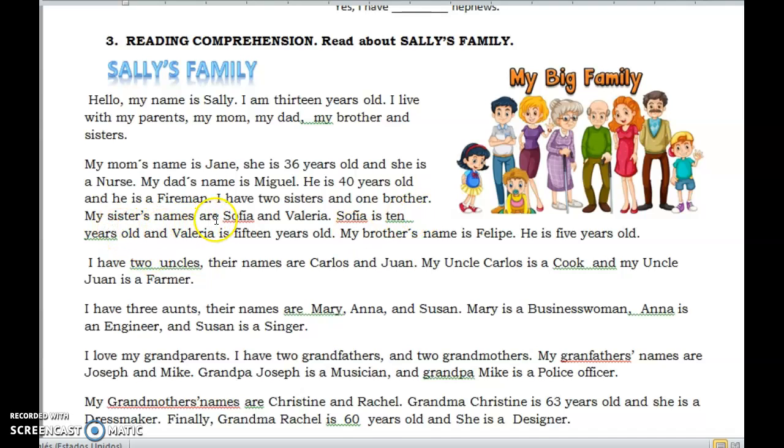I have two sisters and one brother. My sisters' names are Sophia and Valeria. Sophia is 10 years old and Valeria is 15 years old. My brother's name is Felipe. He is 5 years old. I have two uncles. Their names are Carlos and Juan. My uncle Carlos is a cook and my uncle Juan is a farmer.